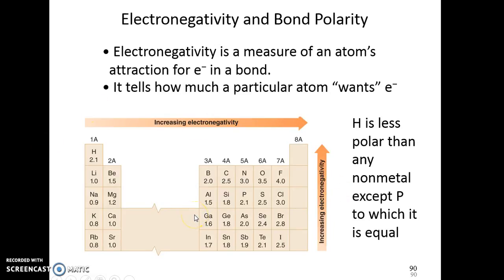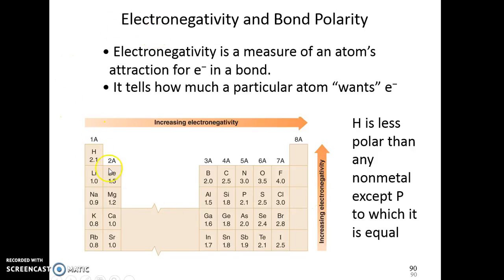All of these bonds do not have necessarily perfect sharing. This imperfect sharing causes electrons to shift to atoms that are more up and to the left. And we call the shifting or the pulling of electrons in a bond onto an atom electronegativity.